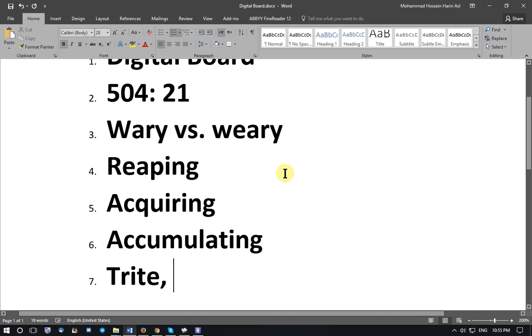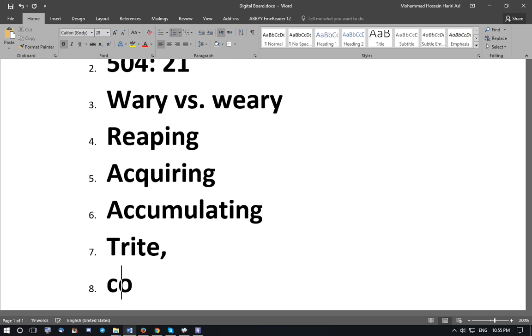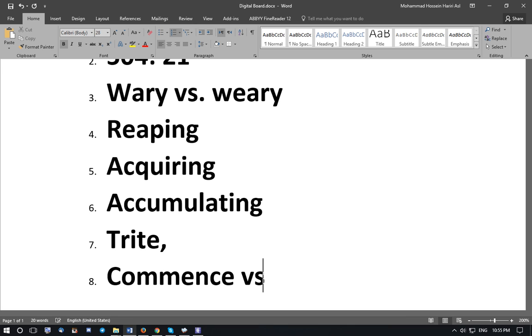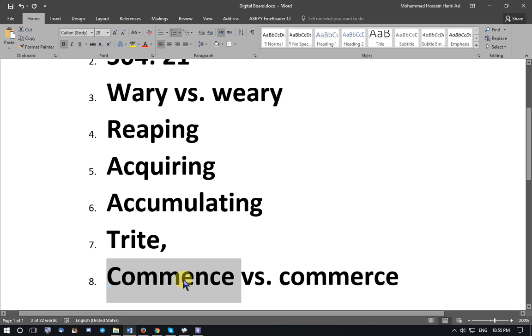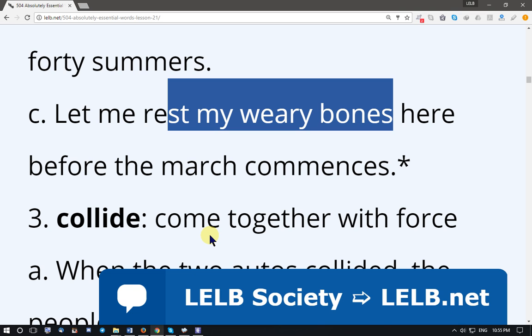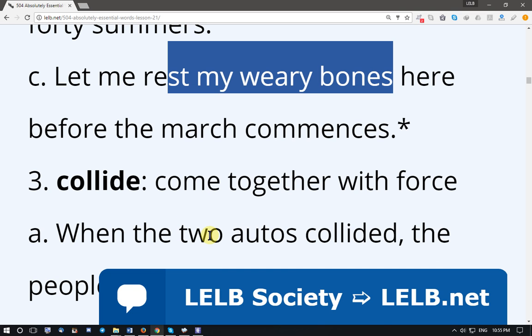Commence versus commerce. You are familiar with commerce means trade and advertisement, but commence means a start. So do not mistake them for each other either.